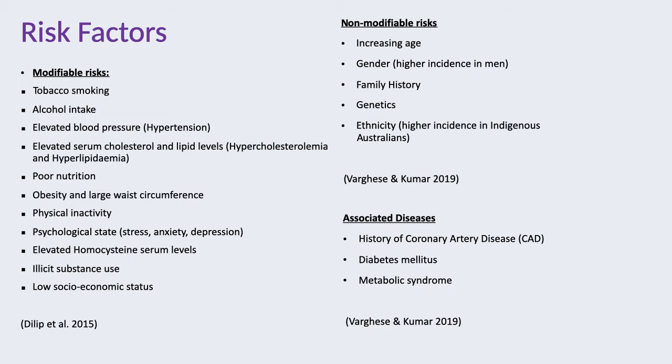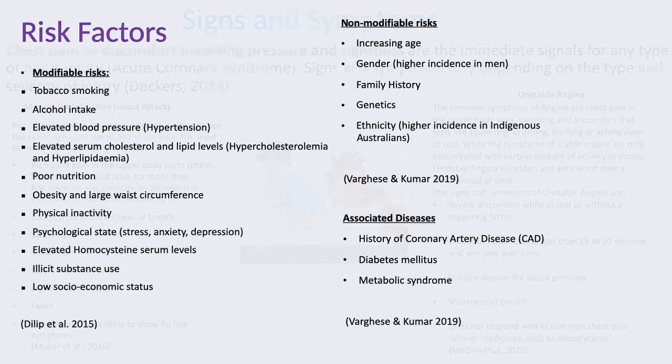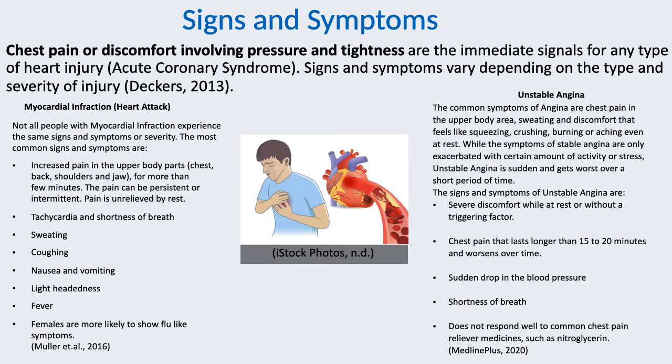Diseases that are associated with acute coronary syndrome and chest pain include a history of coronary artery disease, diabetes mellitus, and metabolic syndrome. Chest pain or discomfort are often the first symptoms associated with acute coronary syndrome. Patients express feelings of tightness and pressure around the chest, shoulders, back, and jaw. There are variations in the signs and symptoms depending on the type, pathology, and severity.